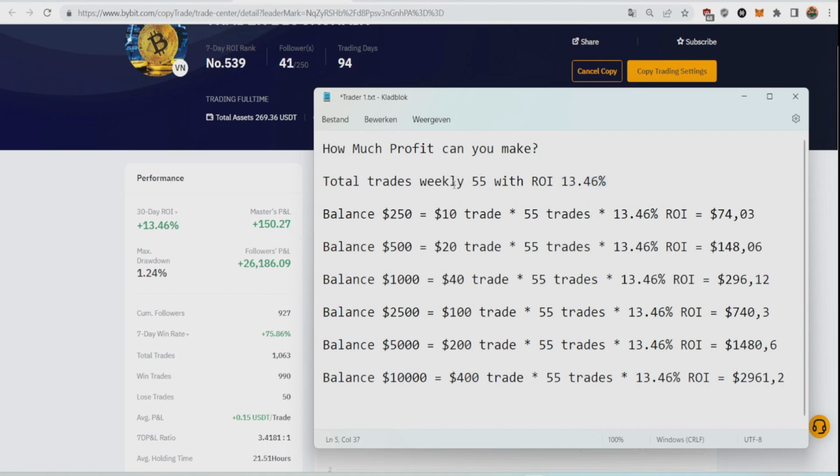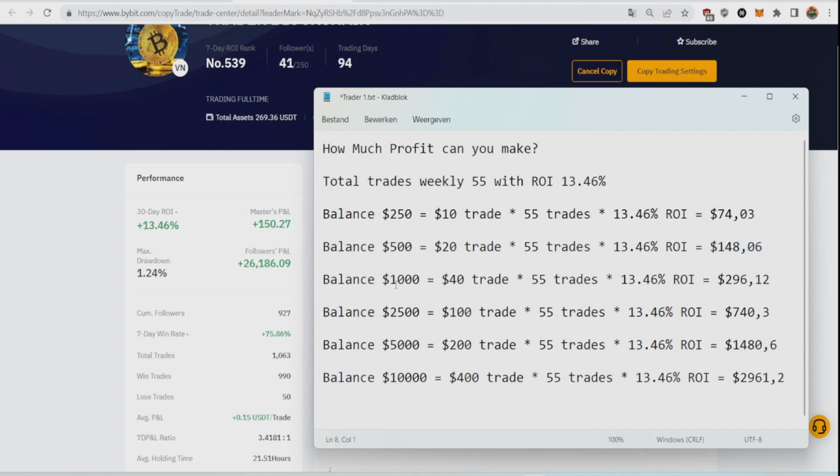The next thing is we're seeing 220 trades in a month. So that means 55 trades weekly. So if you would have a balance of $250, that means you would do $10 per trade times 55 trades times a return of 13.46% means you would make $74 weekly, guys, which is amazing. If you would have a balance of $500, $20 trades of 55 trades with a return of 13.46% would be $148 after a week, guys.